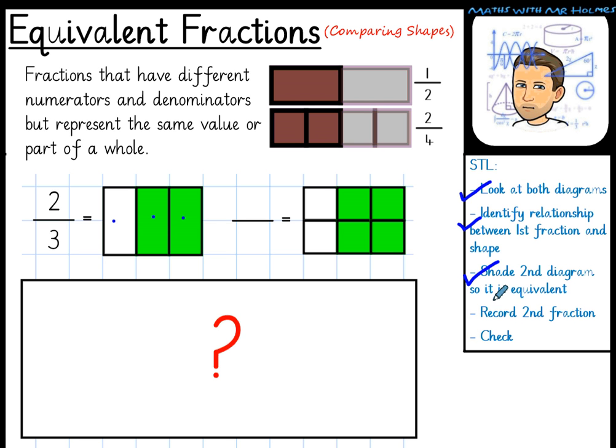Now we need to record the second fraction. 1, 2, 3, 4 pieces are shaded. That's our numerator. And the number of pieces altogether, 4, 5, 6. That's our denominator.